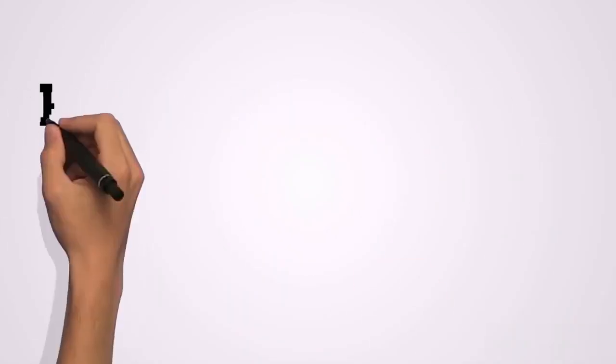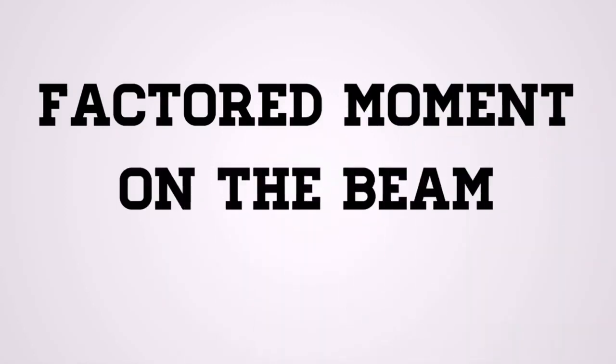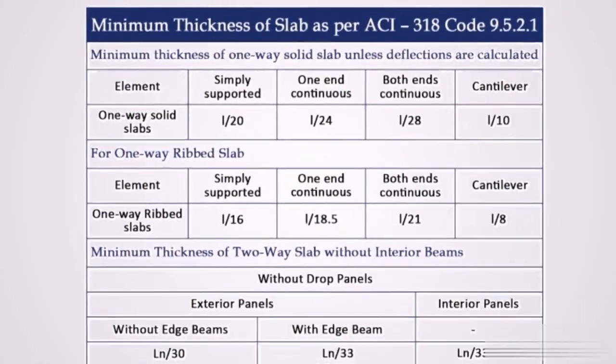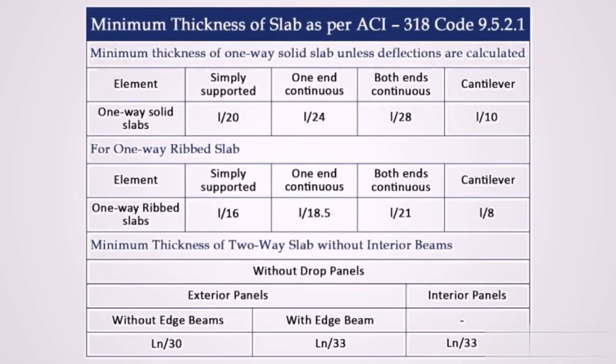Step 1, we need to compute the factored moment on the beam. You will assume the self weight of the beam because we don't have a clue as to what the beam looks like. Or you can use this table for ACI requirements for minimum thickness, or you can just guess the value.